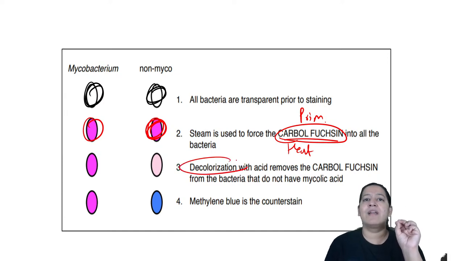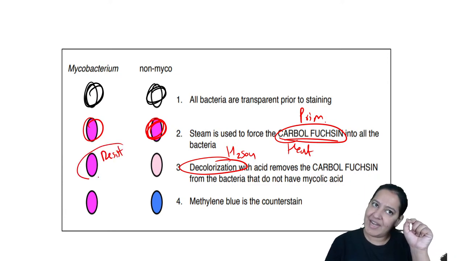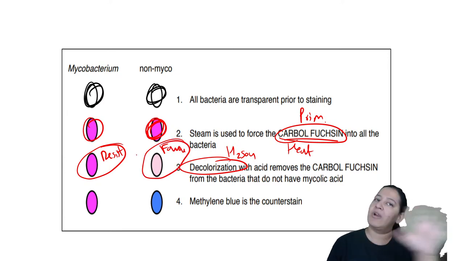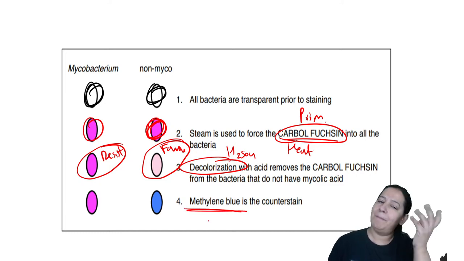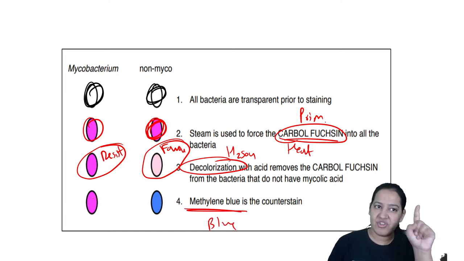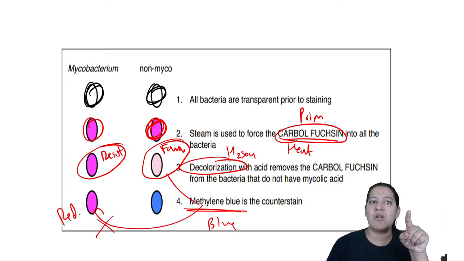Then you are using the decolorizer, H2SO4. Some of them resist the decolorizer and retain the primary stain. Some of them favor decolorization and become transparent. So this is the main step, right? Then you are giving the counter stain, the blue stain, methylene blue. The ones which resist do not take the methylene blue because there is no space inside them. They will remain red only. And the ones which became transparent will take the methylene blue and look blue in color.